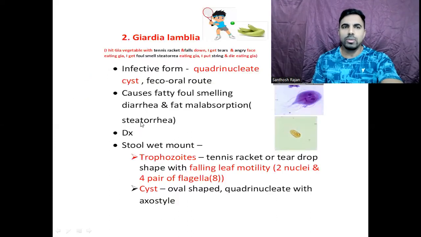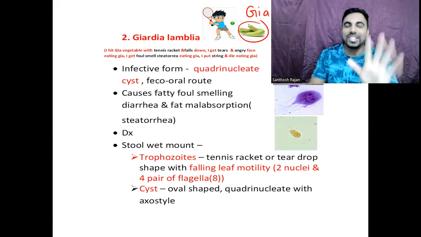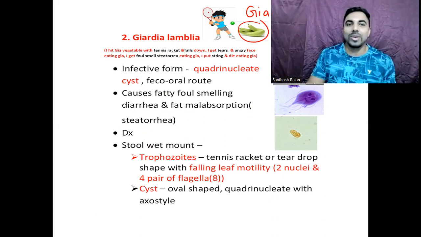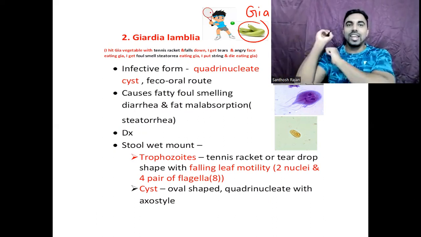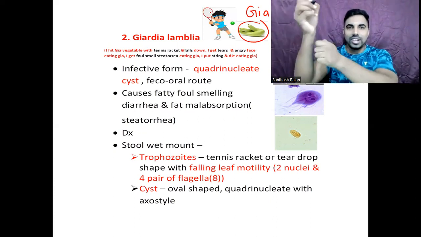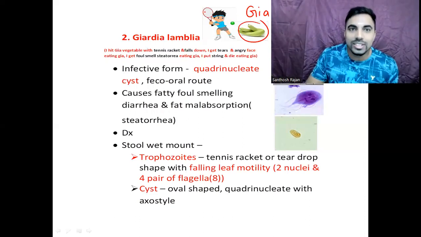If you remember our discussion, this is the way to remember it. When you talk about Giardia, we always said Giardia is ghee. Remember this vegetable ghee: some like it, some don't. What I do is take my tennis racket and hit this ghee with it. I'm hitting it, so it is falling down. Ghee is Giardia, and I'm hitting it with a tennis racket, so tennis racket appearance.